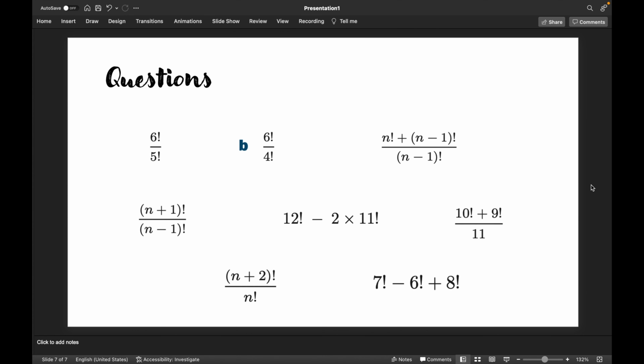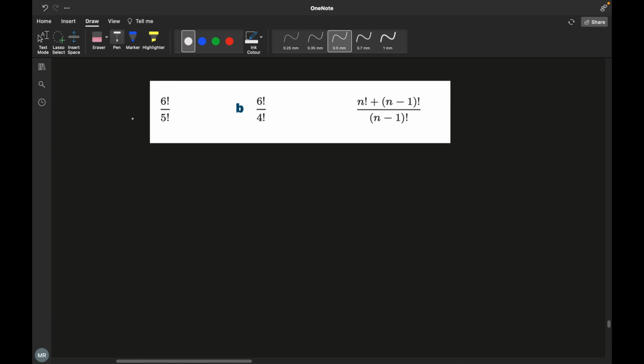And now let's solve some questions. In these questions, you'll have to simplify the expression as much as possible. Okay, now let's look at the first question. We have 6 factorial divided by 5 factorial. We can write 6 factorial as 6 into 5 factorial divided by 5 factorial. We can cancel this out and we're left with 6. As you can see, this is very simple.